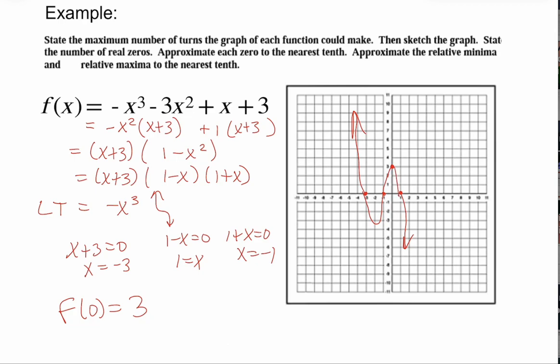Now, if you want to make the bumps more realistic, you could plug in -2 and find out how low it goes. Don't care. I don't care at all. As long as you have all the intercepts on there. And there you go. Okay.